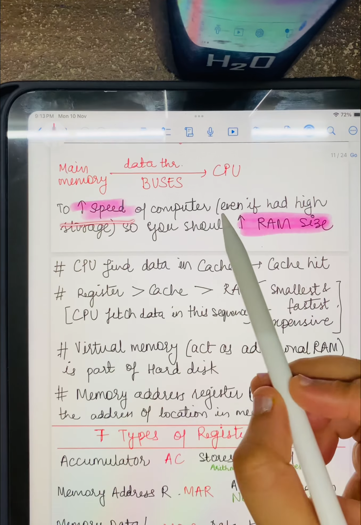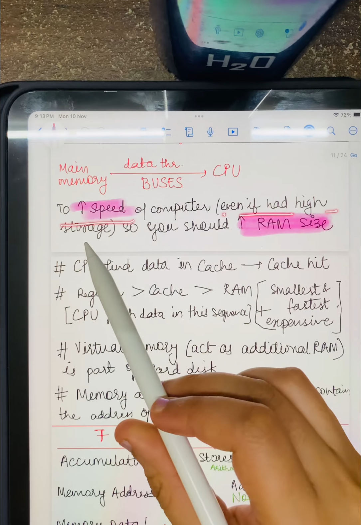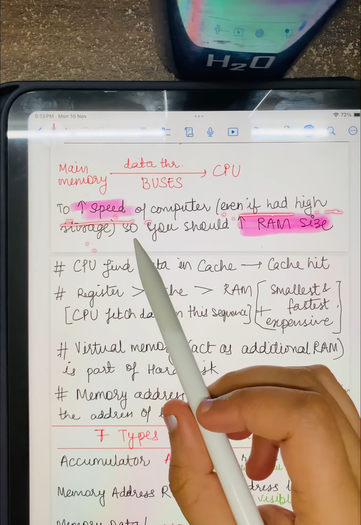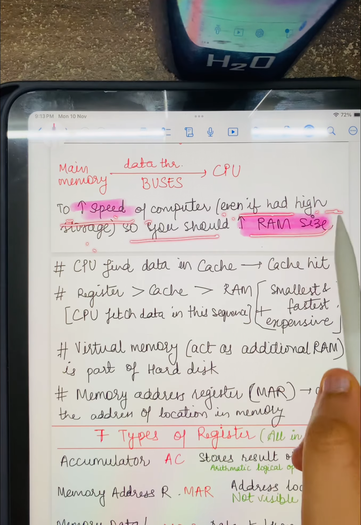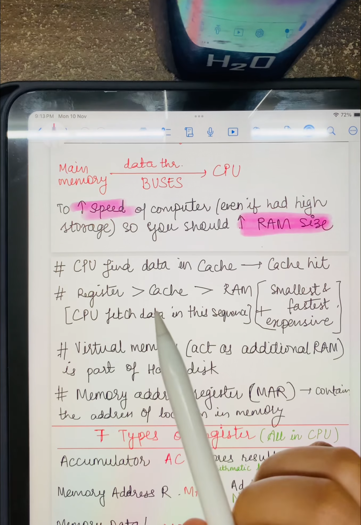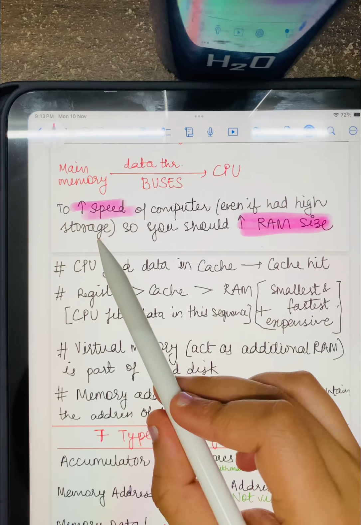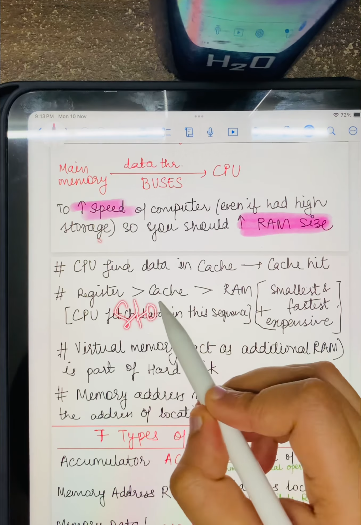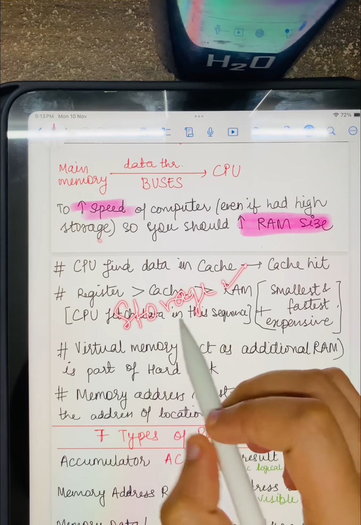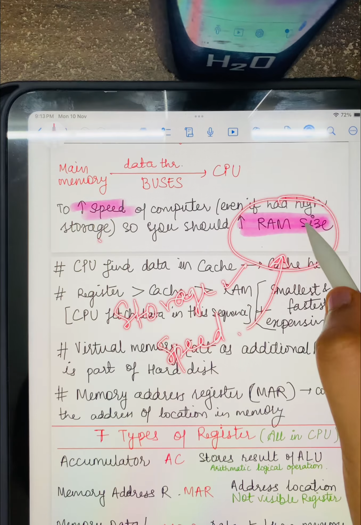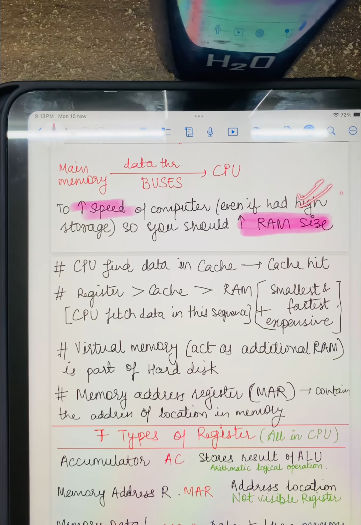To increase the speed of a computer even if it has high storage, you should have a high RAM size. कंप्यूटर की स्पीड बढ़ाने के लिए क्या करना चाहिए, जबकि कंप्यूटर के पास स्टोरेज तो है, स्टोरेज है बट स्पीड नहीं है, तो उसके लिए क्या करेंगे, हम रैम साइज इंक्रीज करेंगे जिससे कि फास्ट वर्किंग होगी.